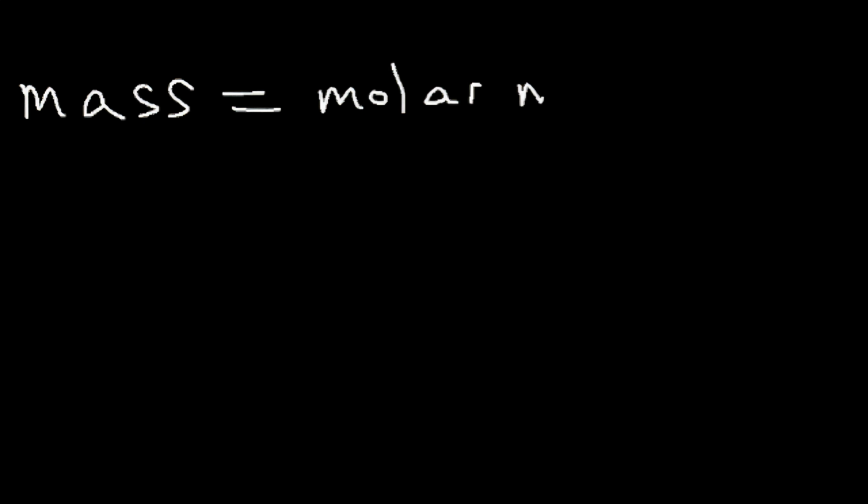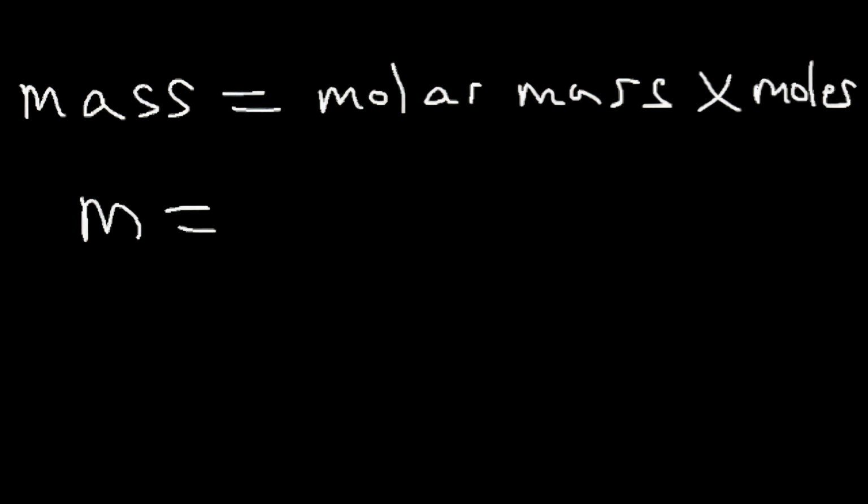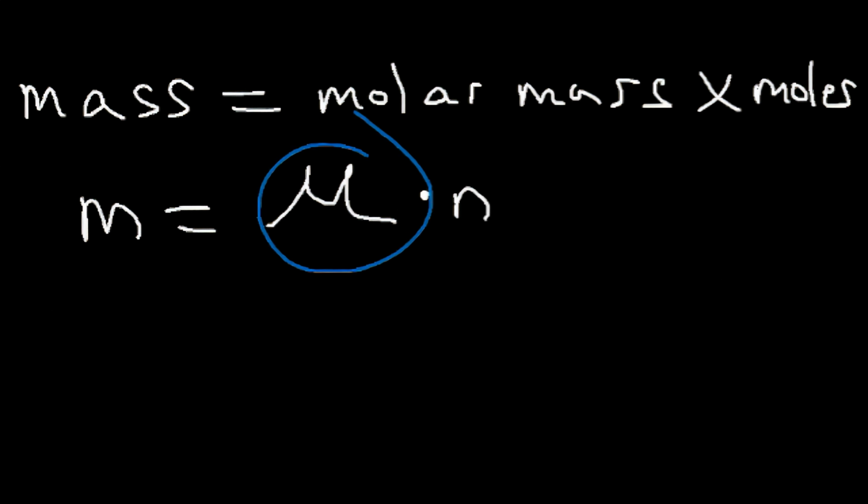So if you want to write an equation, let's write it this way. Mass in grams is equal to the molar mass times the moles. So let's use lowercase m for mass, capital M for molar mass, and n for moles. Be careful though, capital M sometimes could be molarity, so watch out for that. So mass is molar mass times moles.